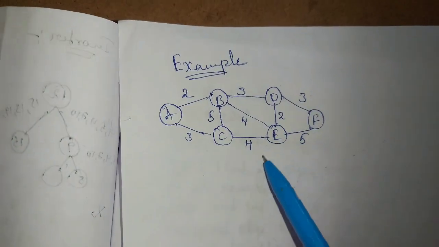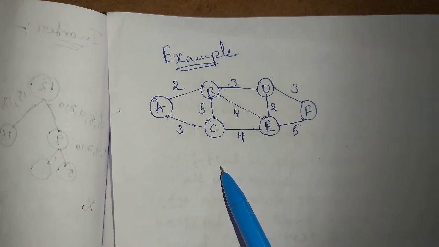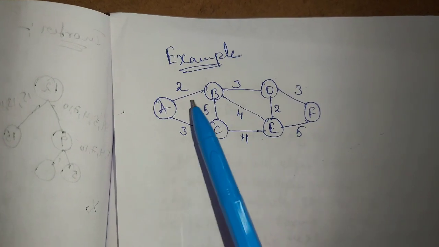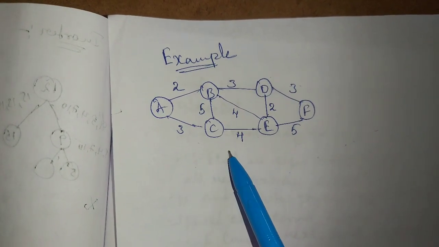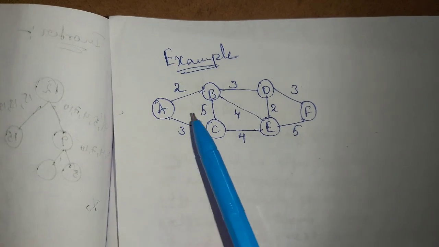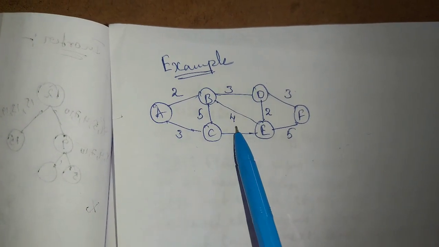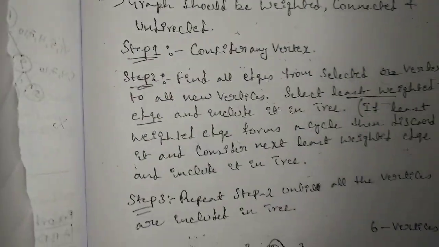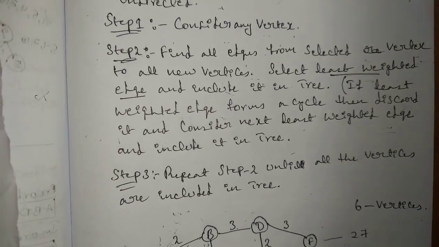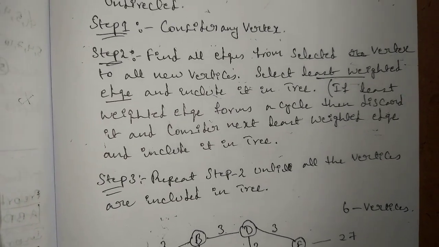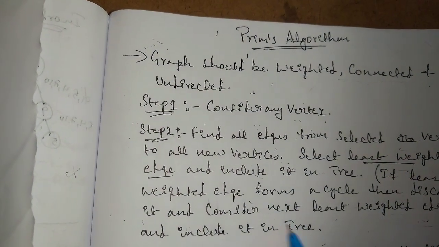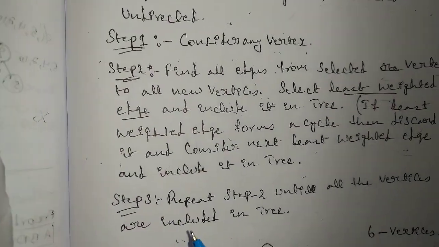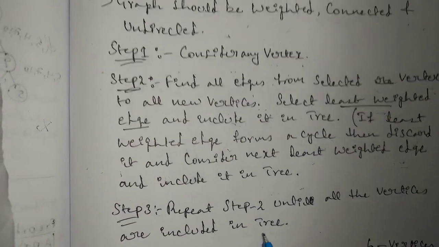That means if we selected connections like this, if A to B and A to C is okay, but B to C here is creating a cycle. When it is creating a cycle, we have to discard that connection. That is the meaning of step 2. And step 3: repeat step 2 until all the vertices are included in the tree. We continue step 2 for connecting all the vertices in the tree.